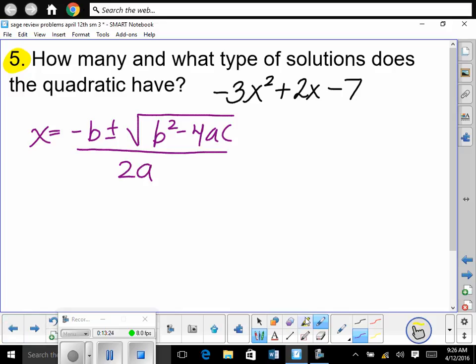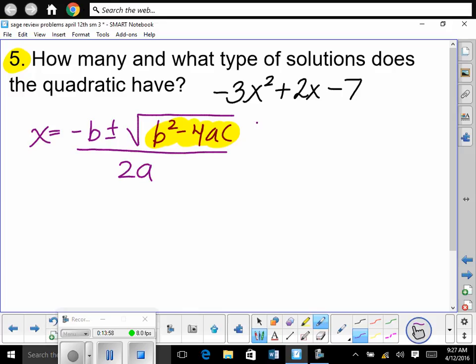Isn't this part the determiner if we have 2 real solutions, 2 imaginary solutions, or 1 real? Because if we have the square root of a positive number under here, wouldn't that be 2 real solutions? If we have the square root of a negative number under the radical, won't that be 2 imaginary? And if we have the square root of 0, isn't that 1 real solution? Because plus 0 minus 0, same thing, right? Okay, so let's calculate this part, the discriminant. That's called the discriminant, guys.